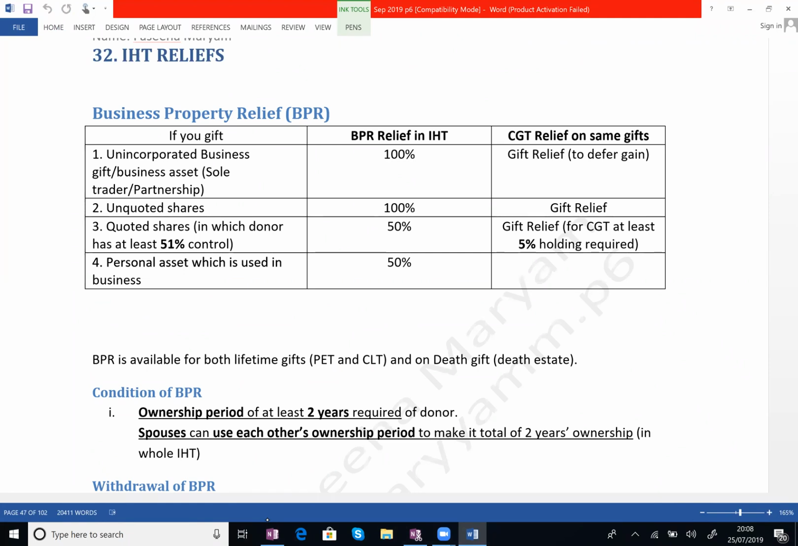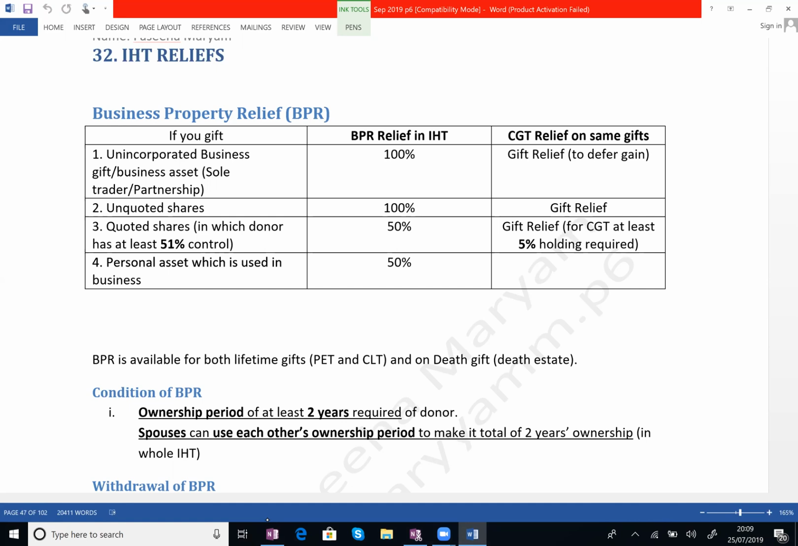The percentage is given in the next column. Second, if you gift unquoted shares, 100% BPR is available. Third, if you gift quoted shares in which the donor has control in the company, at least 51% plus holding, then on gifting the quoted shares you will get 50% BPR. And fourth, when you give a personal asset which is used in the business, then 50% BPR is available.